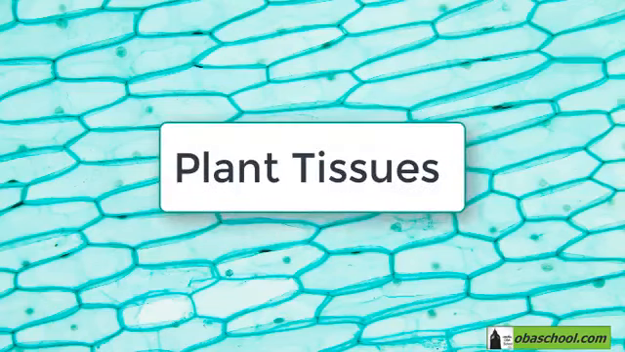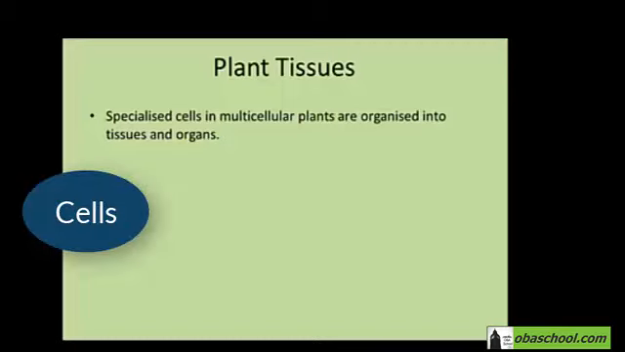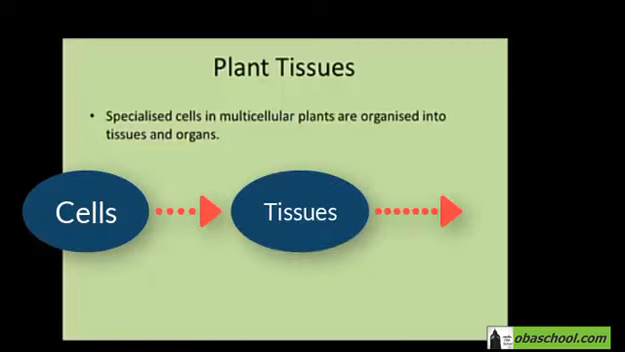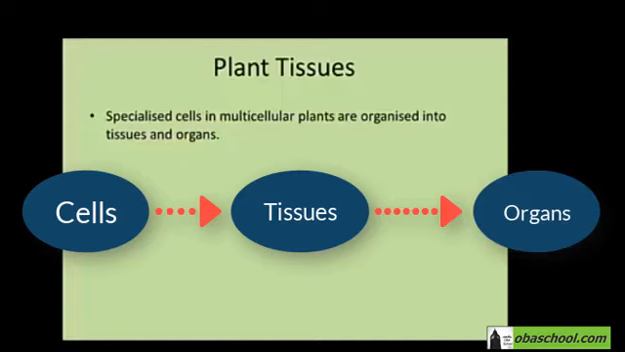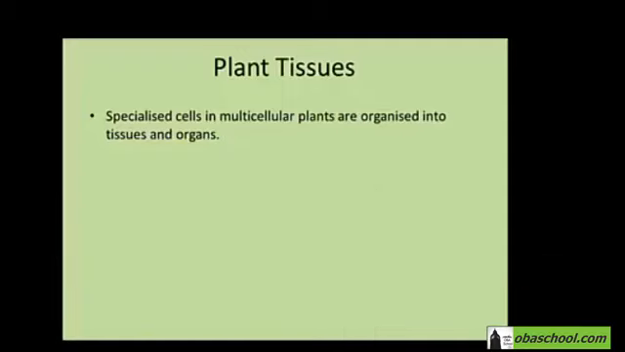This tutorial is about the plant tissues. We have previously discussed the specialized cells inside the multicellular plants, and we said that specialized cells are organized into tissues, then into organs, and organs are finally developed into a complete organ system. So for now, we are going to discuss the main plant tissues inside all plants.